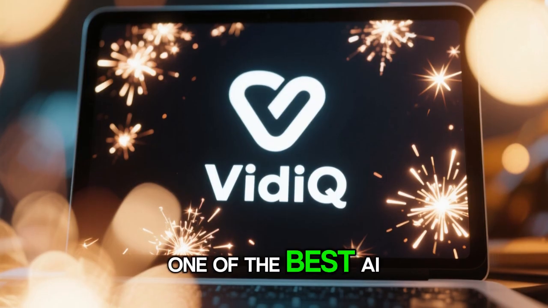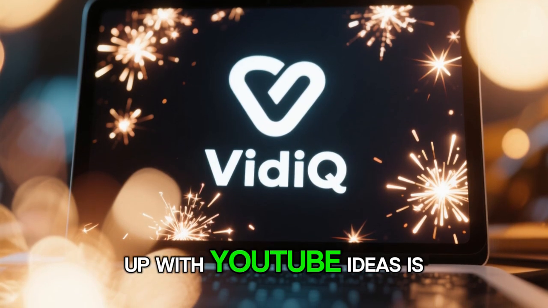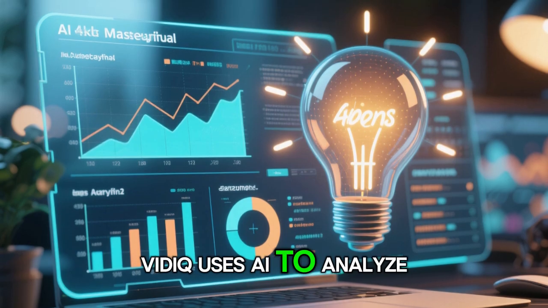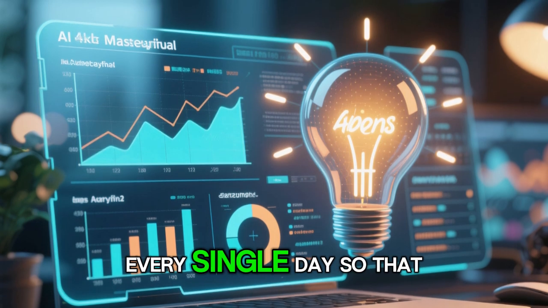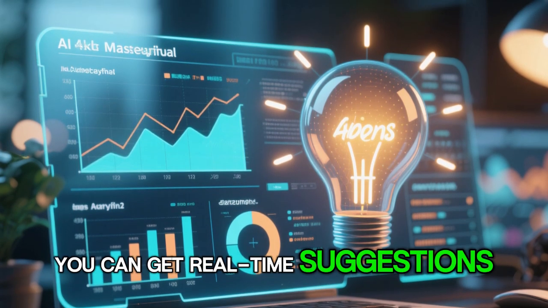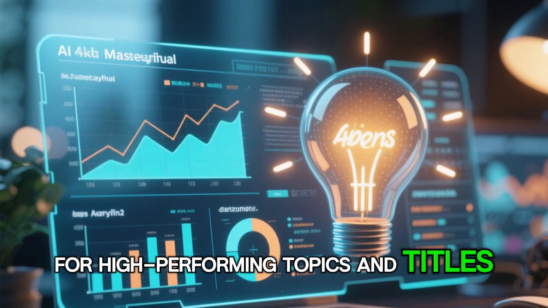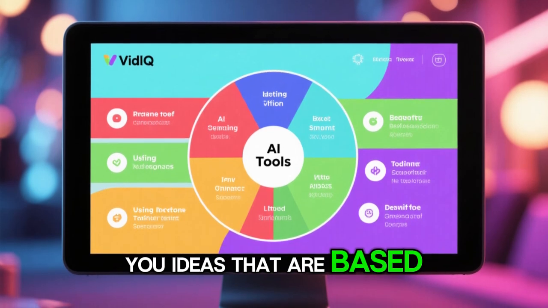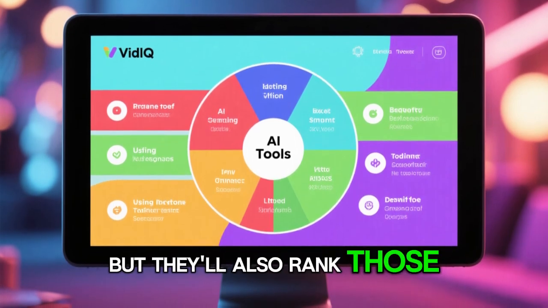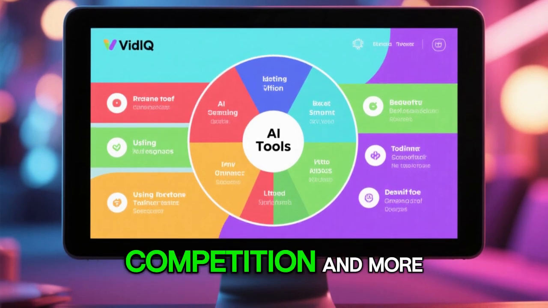Instead of spending all of that time coming up with ideas, why not let an AI tool do it for you? One of the best AI tools out there for coming up with YouTube ideas is Vidic. Vidic uses AI to analyze billions of data points every single day so that you can get real-time suggestions for high-performing topics and titles. Not only will they give you ideas that are based off of real data, but they'll also rank those ideas based on search intent, competition, and more.